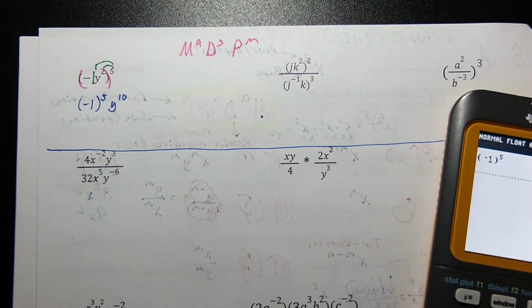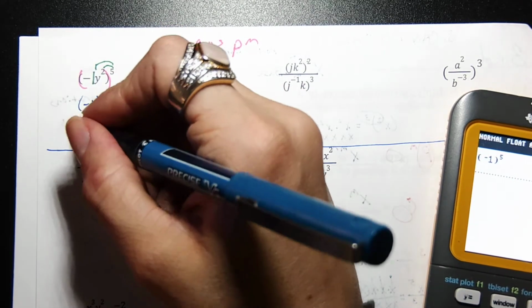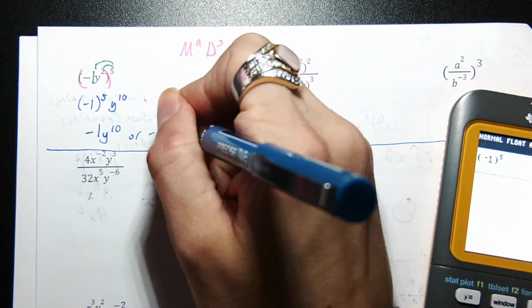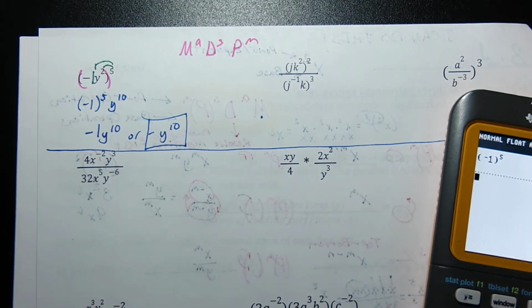But -1 times -1 times -1 times -1, those would cancel out to be positive, and we would have 1 left over. So we get -1 y to the 10th or just -y to the 10th. Either is good. You can put that 1 in there if you want, or you can just have the floating negative in front of the y to the 10th.